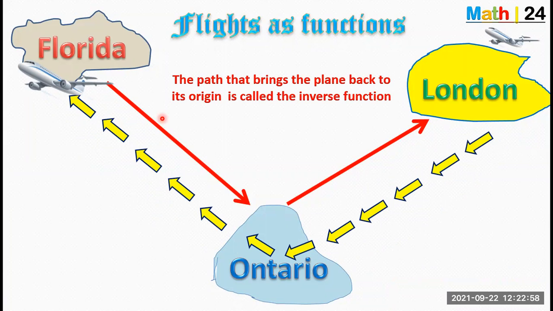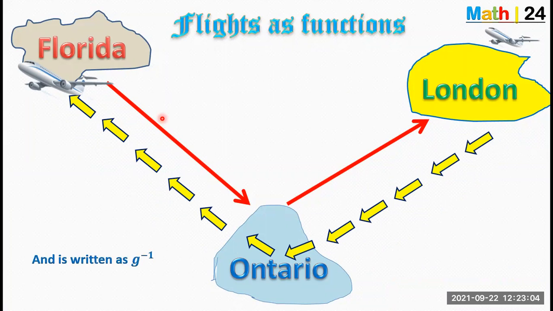This path that brings the plane back to the origin is called the inverse function, and is written as g inverse. If the function is g, then it is written g inverse, right? G inverse, not g to the power minus 1.